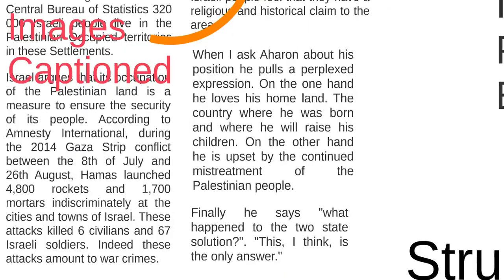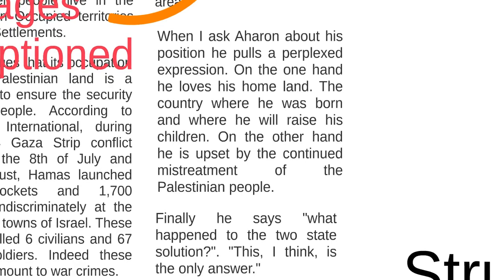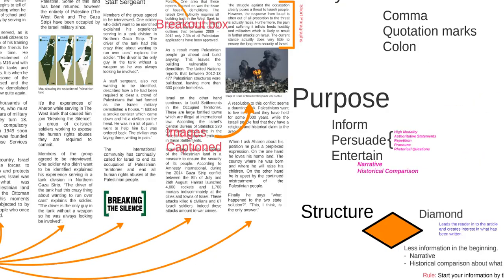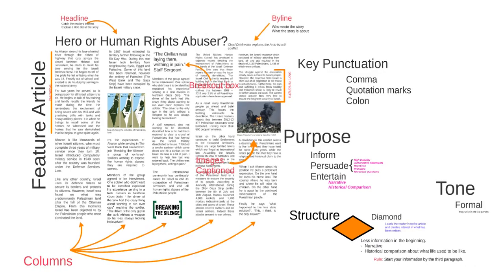As we move through the article, we continue to give information and persuade the reader. But as we come to the end, we then return to our narrative. When I ask Aron about his position, he pulls a perplexed expression. On the one hand, he loves his homeland, the country he was born and where he will raise his children. On the other hand, he is upset by the continued mistreatment of the Palestinian people. So in that way, we lead the reader through an entertaining experience, but also an informative and persuasive experience.